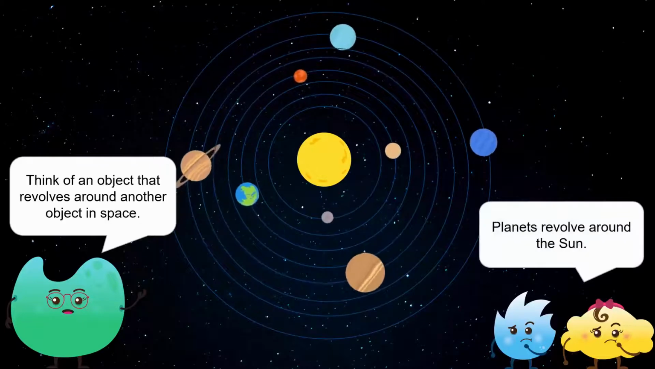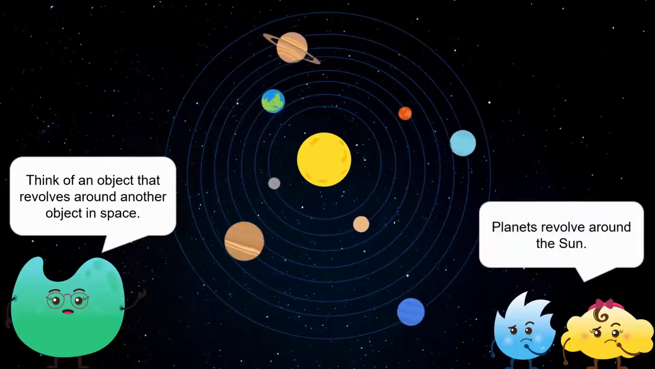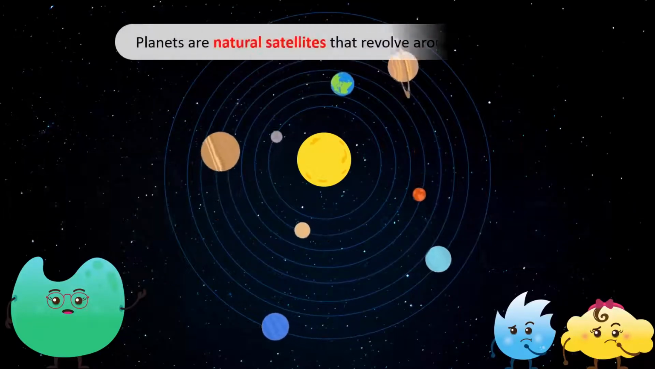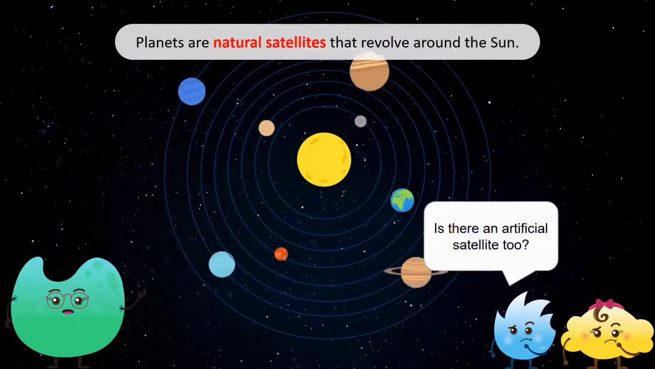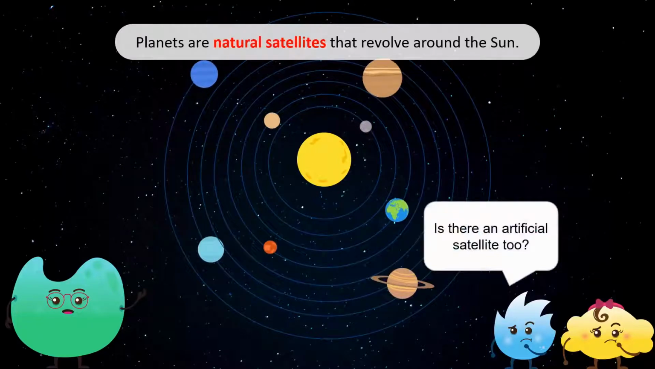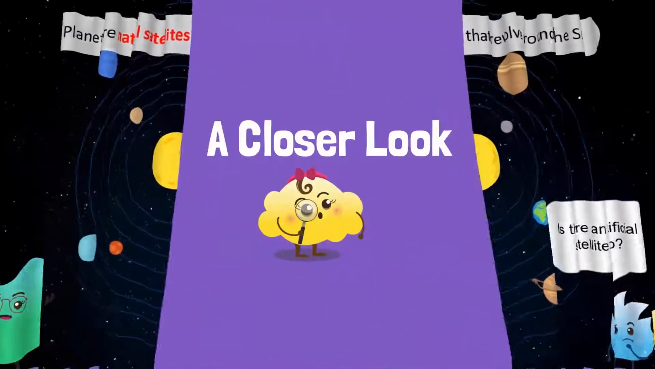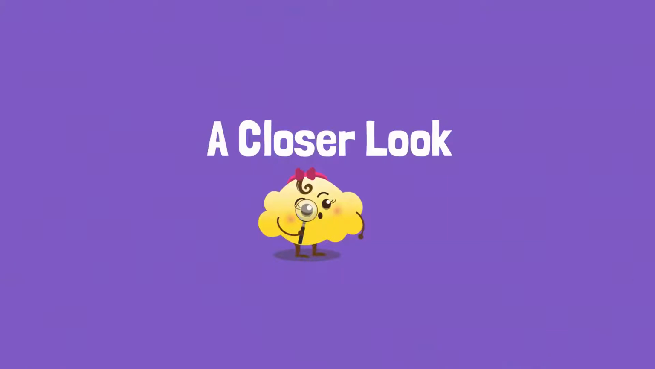Planets revolve around the sun? Yes, because planets are natural satellites that revolve around the sun. What do you mean by a natural satellite? Does that mean there is an artificial satellite too? Let's have a closer look at the types of satellites.